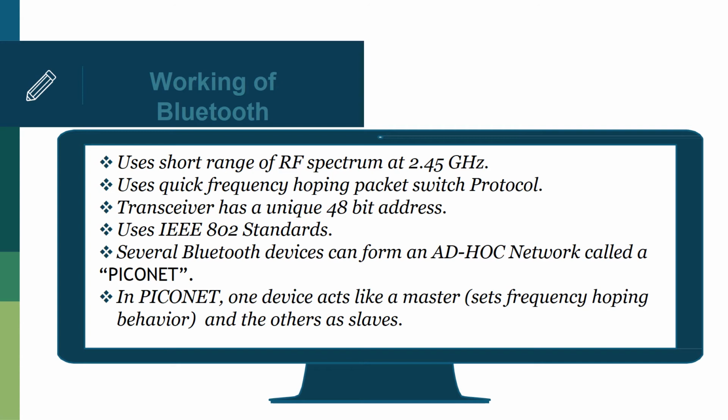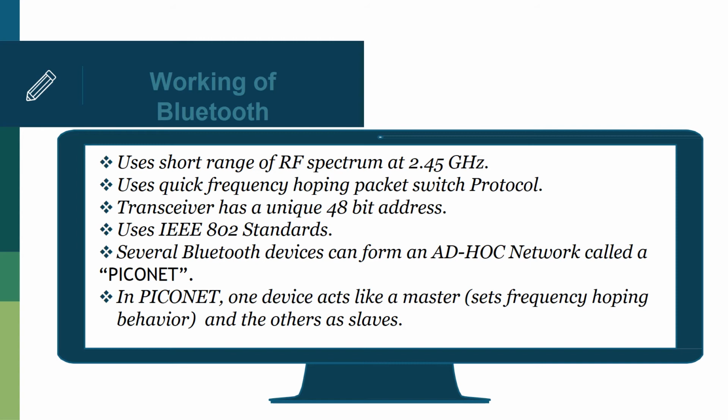Several Bluetooth devices can form an ad hoc network called a piconet. On the previous Bluetooth architecture, I have already told you that there are two important things. One is the piconet, and another one is the scatternet. So a group of Bluetooth devices can form an ad hoc network, where you form a network suddenly, not permanent, which is called a piconet. In a piconet, one device acts like a master, sets the frequency hopping behavior, and others act as slaves.